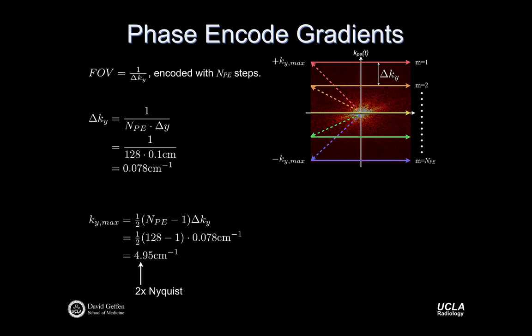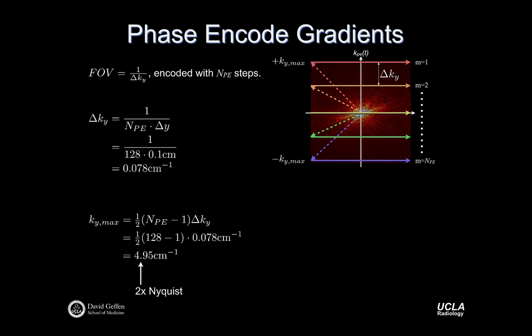The other question is, so that's our delta ky. That's sort of what the scanner needs to know, what gradients. We'll get to the gradient question in just a second, but that's the delta ky that you need. The other question is how far out in ky are you going to go?